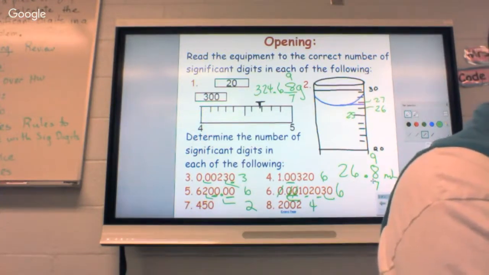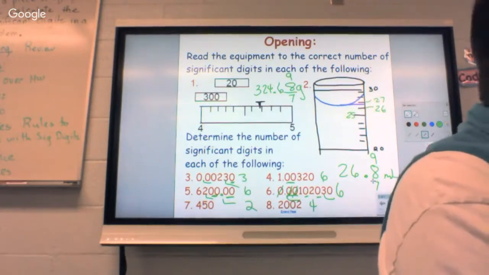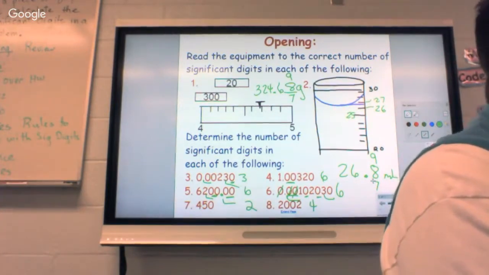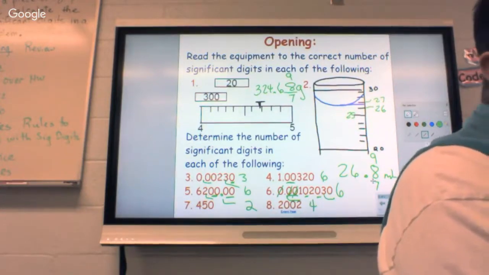5.4. So do you have a number behind the 4 that should cause it to round up? So you should round up to 5.5. Now, I'll be honest. We talked about this yesterday.